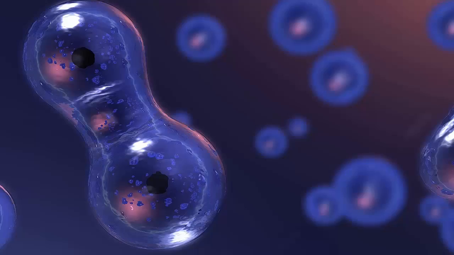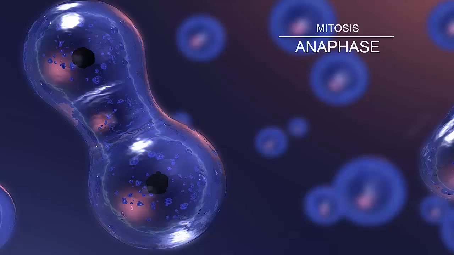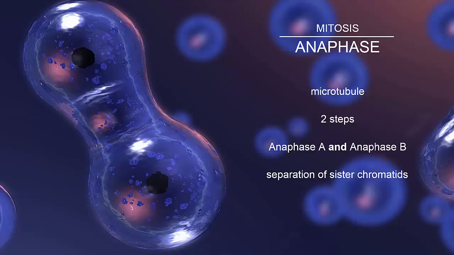In summary, these are the important points about anaphase that we have learned today. All these dynamic processes are not possible without the microtubules. Anaphase occurs in two steps: anaphase A and anaphase B. Anaphase A involves the separation of sister chromatids by the kinetochore microtubules, while anaphase B involves the sliding of overlapping microtubules to elongate the cells.